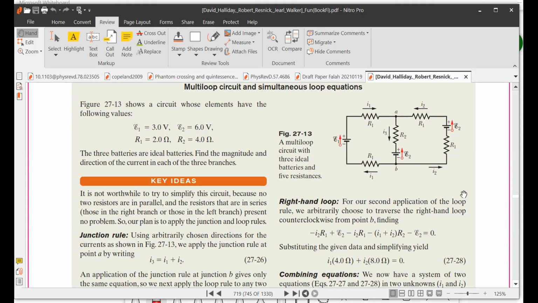Is there anything not clear for you for this sample problem?